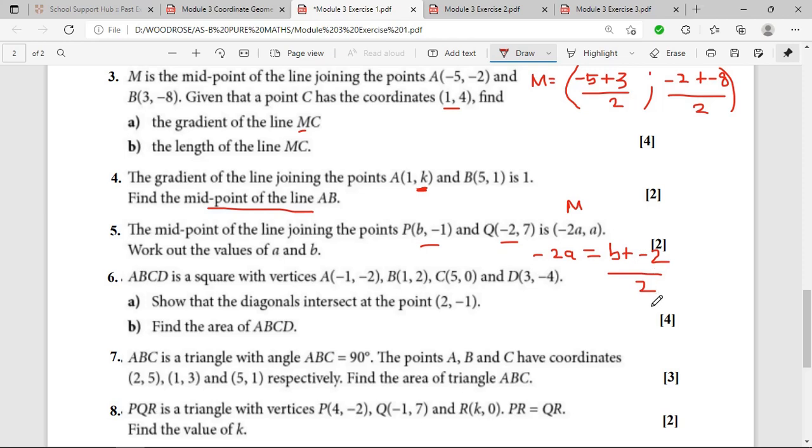So in this case, if we cross multiply, let's cross multiply 2 and 2a. What do you get? You get minus 4a is equal to b minus 2. Then you are going to arrange this equation. This is now your equation 1. We can't find a and b yet because they are two unknowns.